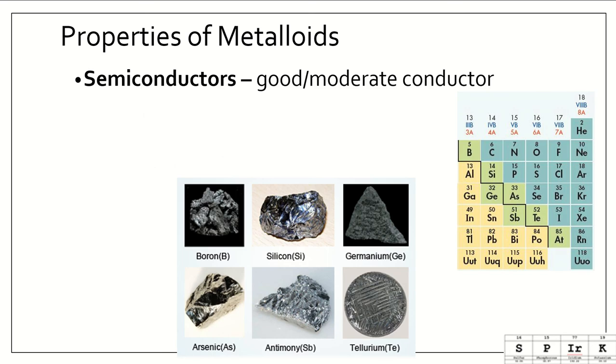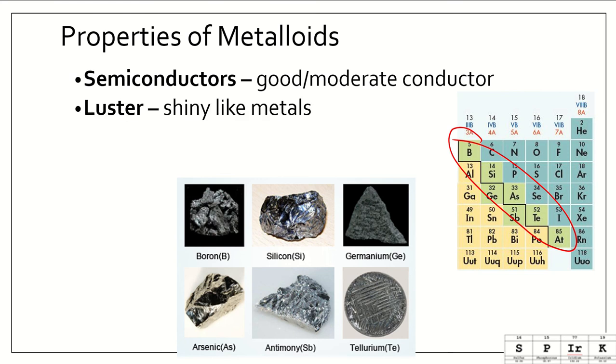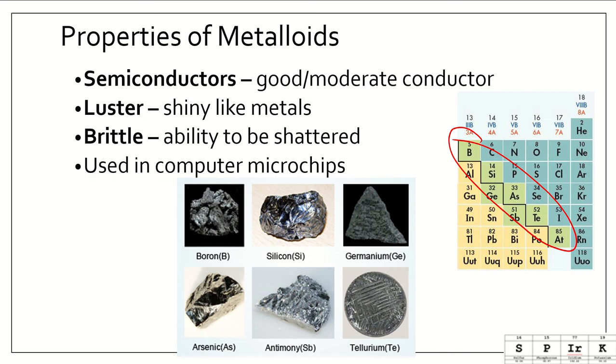Now let's talk about the metalloids. The metalloids are this green group here. The metalloids are semiconductors, which means they are good or moderate conductors. They are typically used in computer chips. They also have luster, which means they are shiny. They are brittle, which means that they can be shattered very easily. And they are, like I said, used mostly in computer chips. Silicon is very popular.